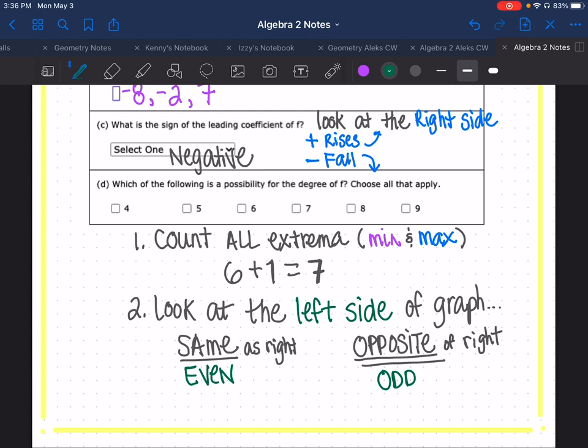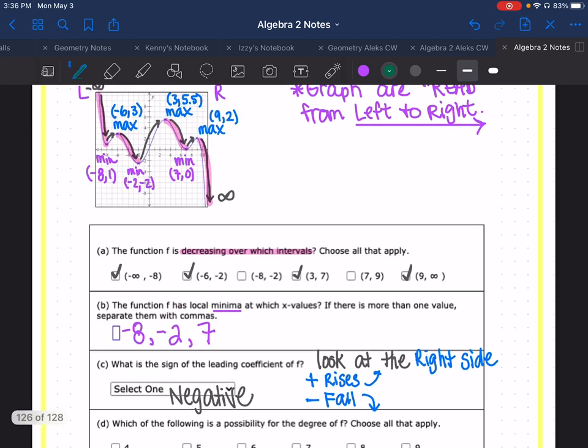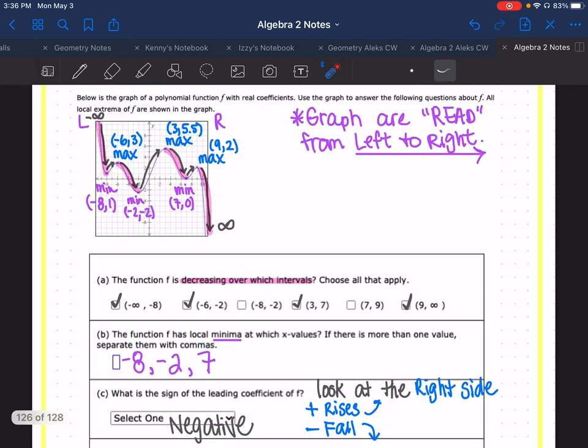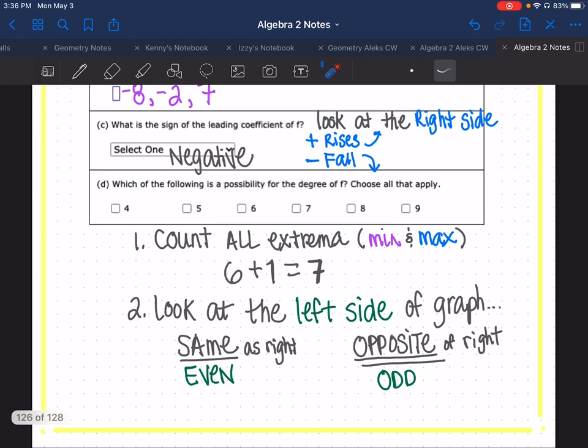Now remember, it has to be 7 or more. It can't be any less than 7 because there are 6 extrema in total. So I've already ruled out 4, 5, and 6 as an answer. I just want to see, am I right that it's 7 or should it be 8 because it's even? So I'm going to go up here and I'm going to look. My left side is rising. My right side is falling. So they are doing opposite things. So it is odd. So the 7 was correct.